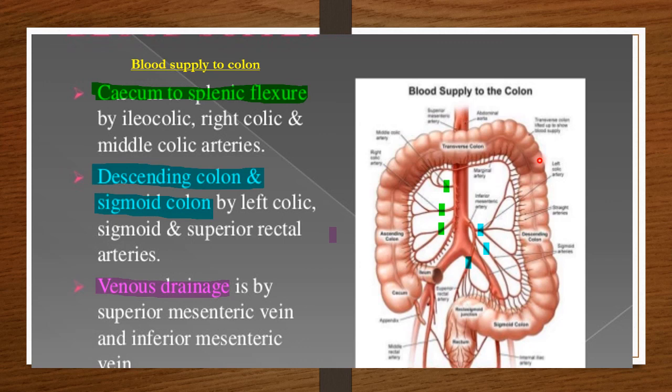On the left side, the descending colon and sigmoid colon are supplied by the left colic arteries, the sigmoidal arteries, and the superior rectal arteries, which all arise from the inferior mesenteric artery. The main branch is the left colic artery, which supplies the whole of the descending colon. The sigmoidal arteries supply the sigmoid colon, and the superior rectal artery supplies the major part of the rectum.